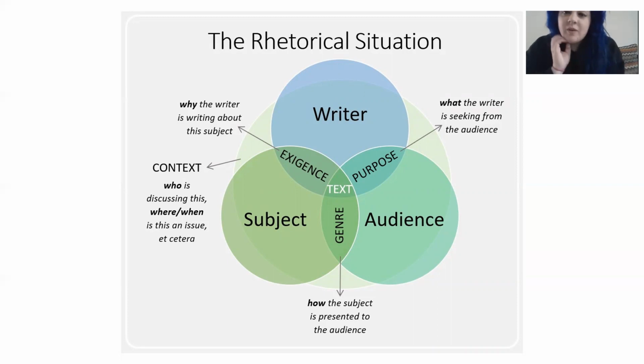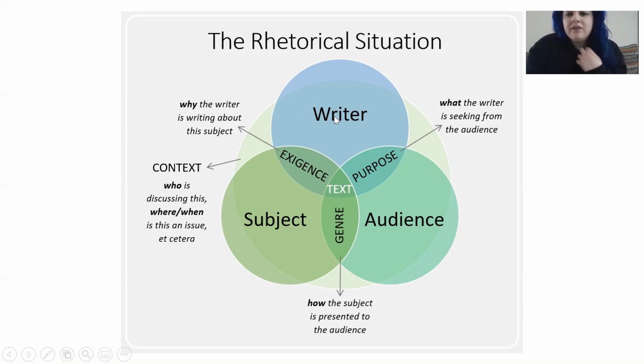So the rhetorical situation is kind of everything that's brought to the table when it comes to the article that's presented. So there are three components. You have the writer, the subject, and the audience, and you can look at how they kind of overlap here.